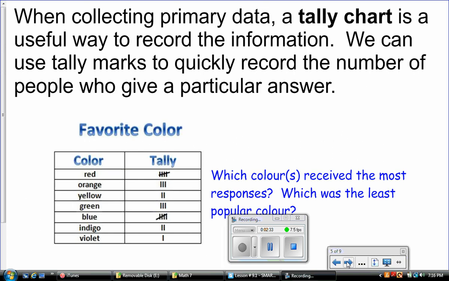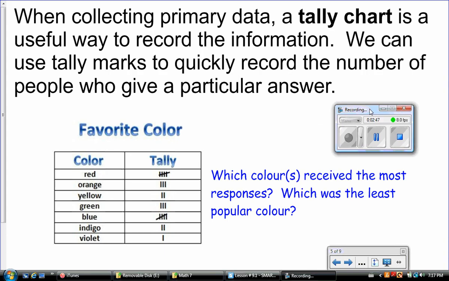When collecting primary data, a tally chart is a useful way to record the information. We can use tally marks to quickly record the number of people who give a particular answer. And here's an example of a very simple tally chart. You can see that the person is collecting information on people's favorite color. In this column here, we have a variety of different colors. And over here, the person taking the survey has used tally marks to count how many people responded for each color.